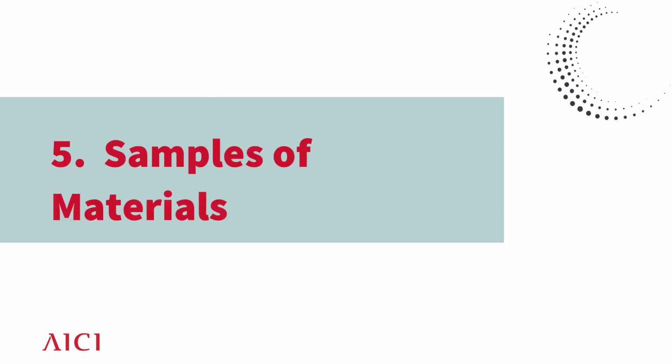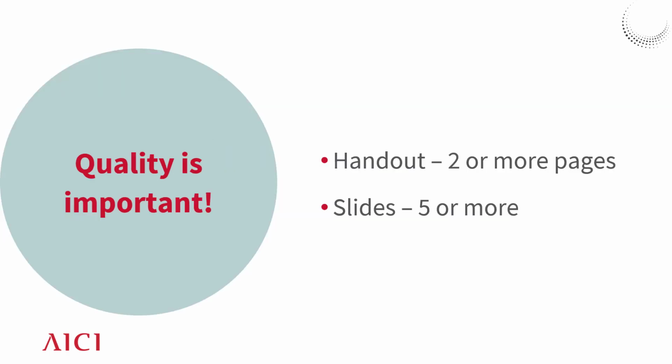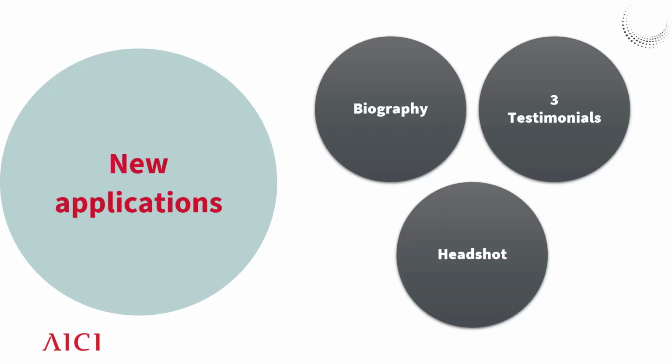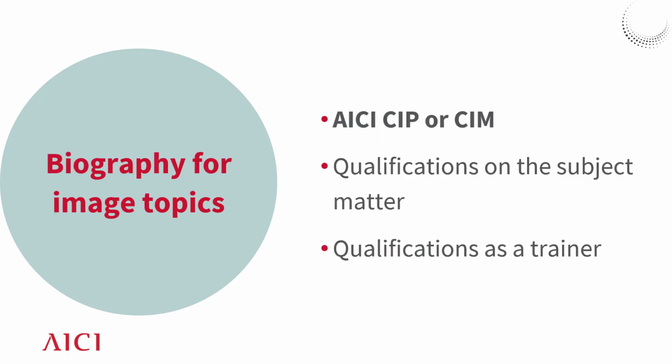Number 5, samples of materials. The CEU administrator is focusing on the quality. For your handout, include 2 or more pages. For slides, include 5 or more. Number 6, new applications. For a new application, you must also include your biography, 3 testimonials, and a headshot. If it's an image-related topic, then you must show that you are a CIP or a CIM, that you have qualifications on the subject matter, and that you have qualifications as a trainer.